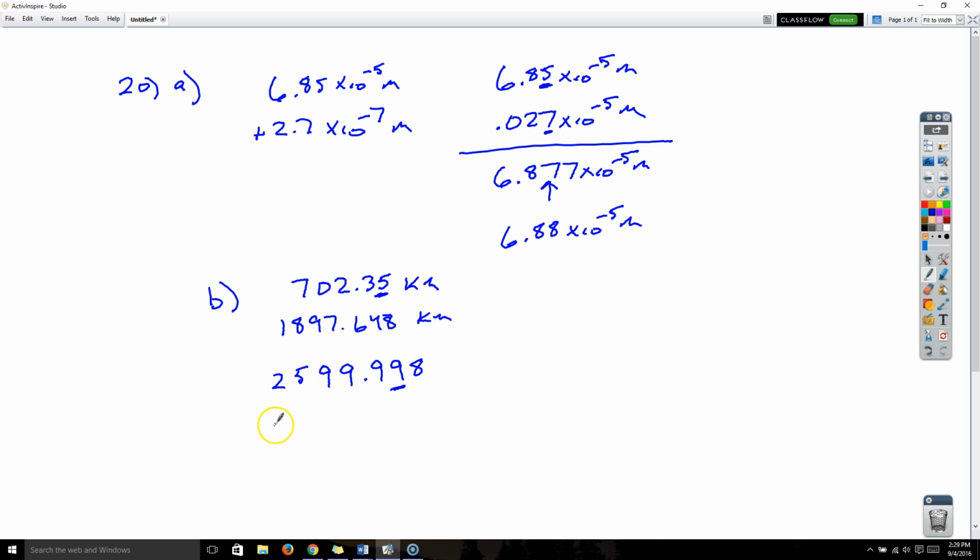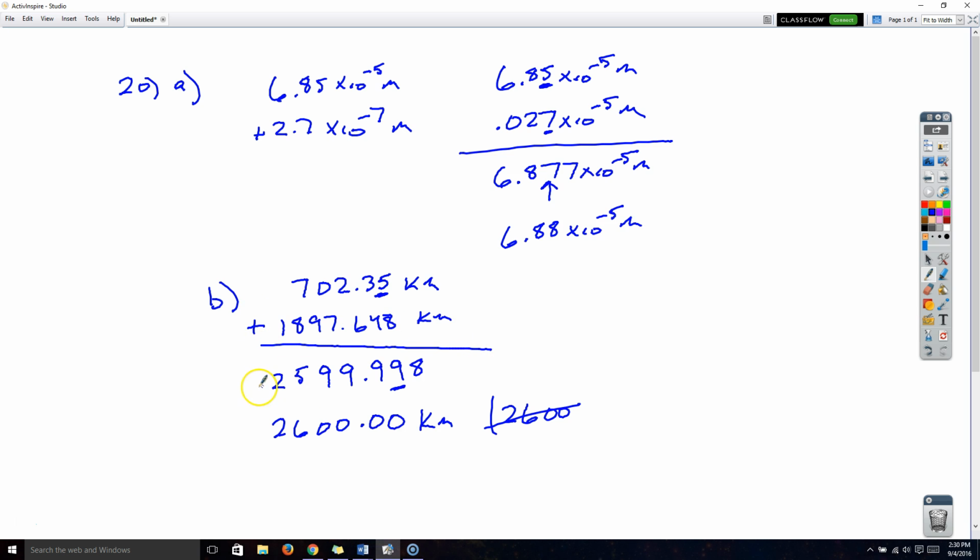All my 9s here are going to move up, so I'm going to get 2600, but I still want to make sure I go all the way out to this hundredths place. So I'm going to have 0, 0. It's really important that I have these two zeros, because in this problem I'm going to have 1, 2, 3, 4, 5, 6 significant figures, and if I just had this number 2600, I'd only have 2 significant figures because there's no decimal point here. So be very careful with what you're doing. And that would be kilometers. So that is 20B.